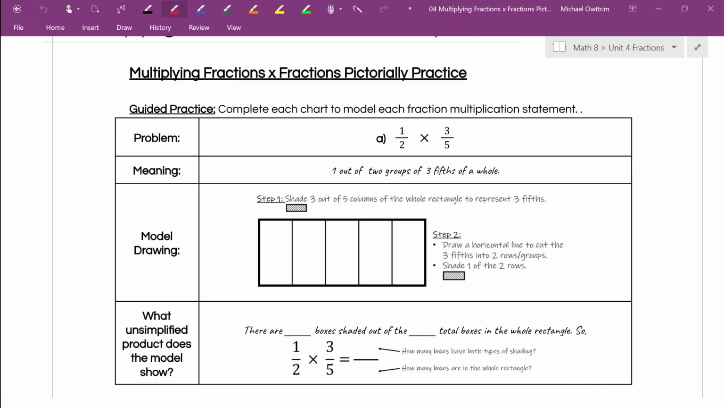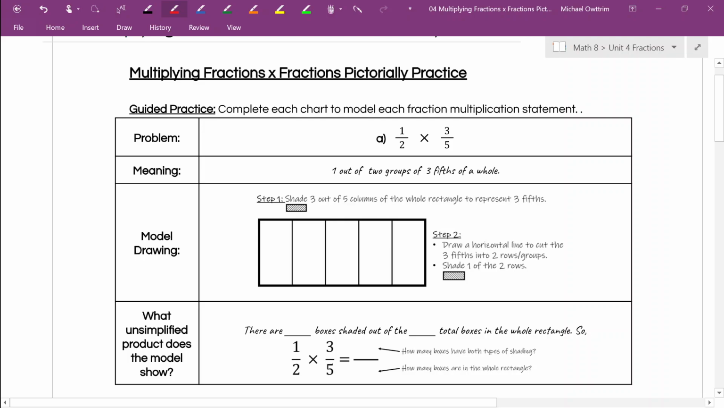Hello class, today we are taking a look at how we can multiply fractions by fractions pictorially, or using a drawing. So in class we talked about how we need to treat our fractions as rows and columns of our object. We're starting with an amount of 3/5 of a whole, and then we want to take one out of every two groups or parts of those 3/5.